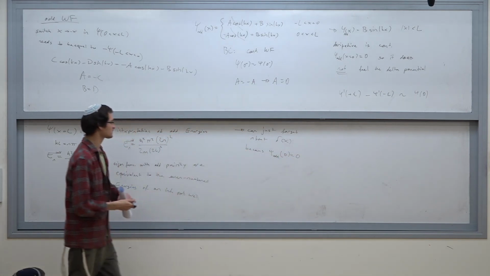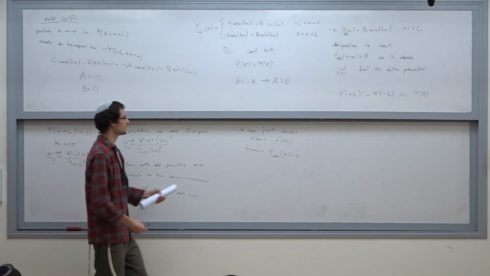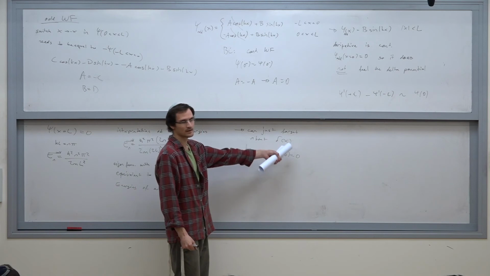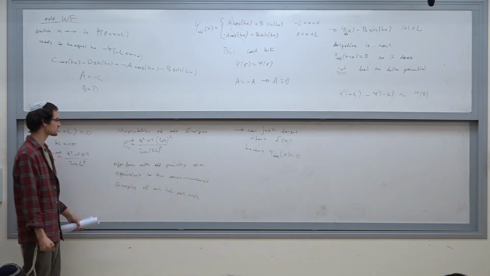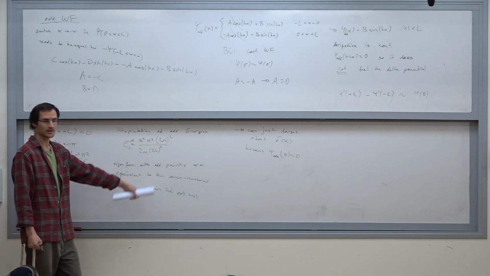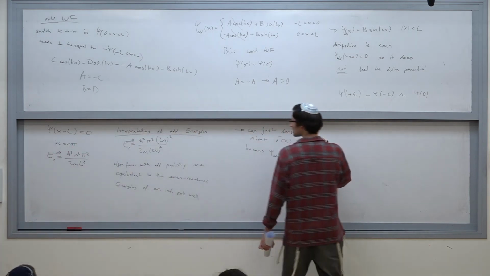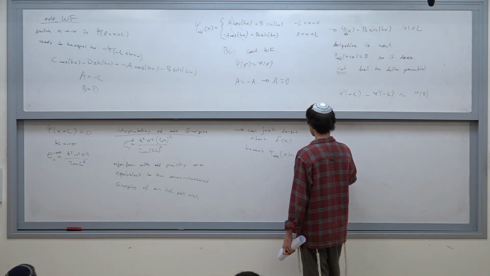Because the odd parity wave function vanishes where the delta function is. You just forget about the wave function, forget about the delta, forget about the potential, and you're left with the regular infinite potential well. Now what happens in the even parity case?